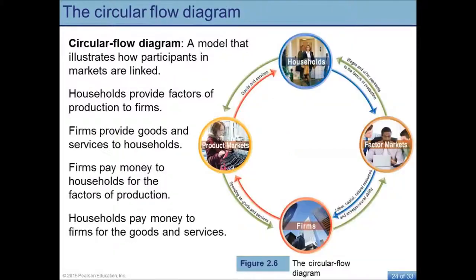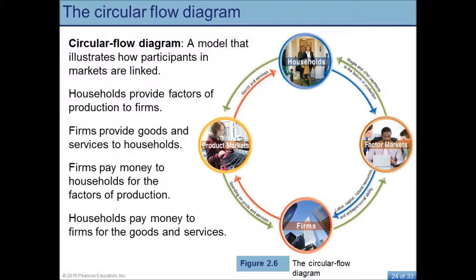So going to slide 24, we look at the circular diagram, and we see that at the top is households, at the bottom are firms, to the left are product markets, to the right are factor markets. And this is just a way of visualizing what I just described to you, which is that the households are going to be selling labor, capital, natural resources, and entrepreneurial ability into the factor markets, which are then going to be bought by the firms.